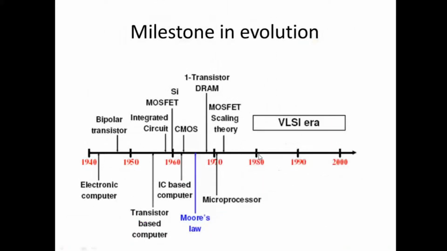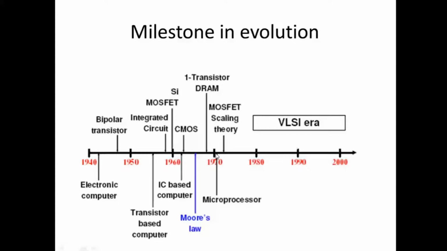Summarizing, this is the time frame of evolution of the integrated circuits. Between 1940 to 1950, the BJT transistor was fabricated, which gave us our first electronic computer. Between 1950 to 1960, the first integrated circuit was made, which helped us give a transistor based computer and then an IC based computer. In 1960, we got a silicon MOSFET which gave rise to the CMOS family, and that gave us the IC based computer. In 1965, Moore gave his famous Moore's law, and one transistor DRAM ICs were made.